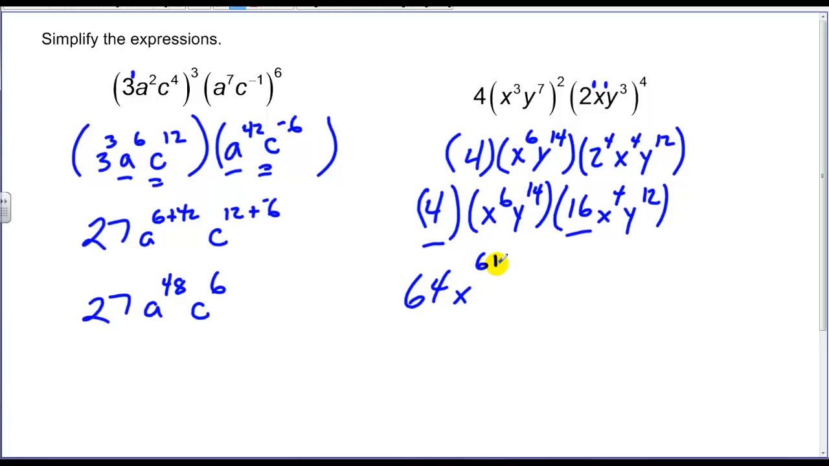That's x to the 6 plus 4 power, and y to the 14 plus 12 power gives me 64, x to the 10th, and y to the 26th. Couple more.